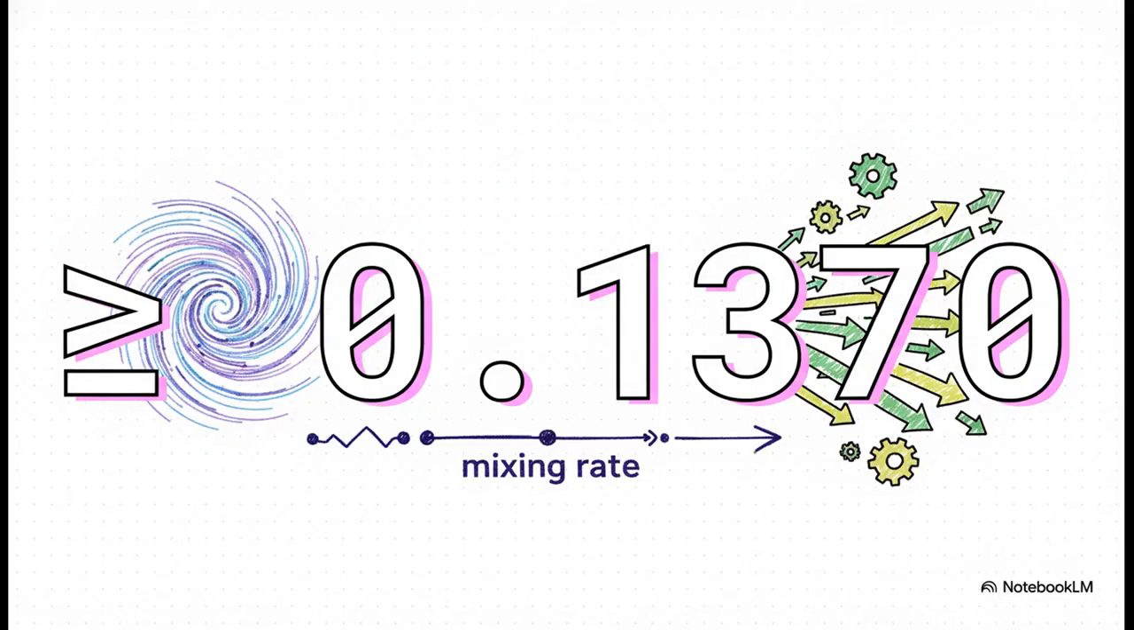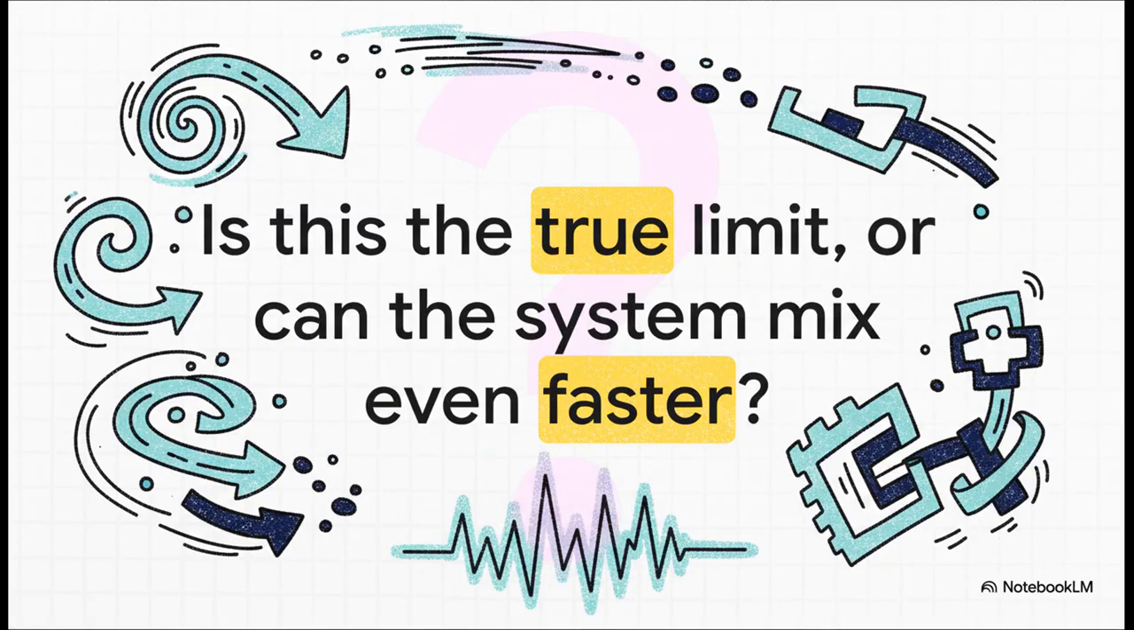Now, previous research, specifically in paper 39, actually set a kind of universal speed limit for this system. It proved rigorously that no matter what you do, the mixing rate sigma is always greater than or equal to about 0.1370. And that was a huge, solid result. But you know, that just begs the question, right? Is that number the absolute final limit? Or is there some kind of hidden structure, some deeper organizational principle we haven't seen yet that could let the system mix even faster than that? And that's the big mystery we're going to try to unravel today.